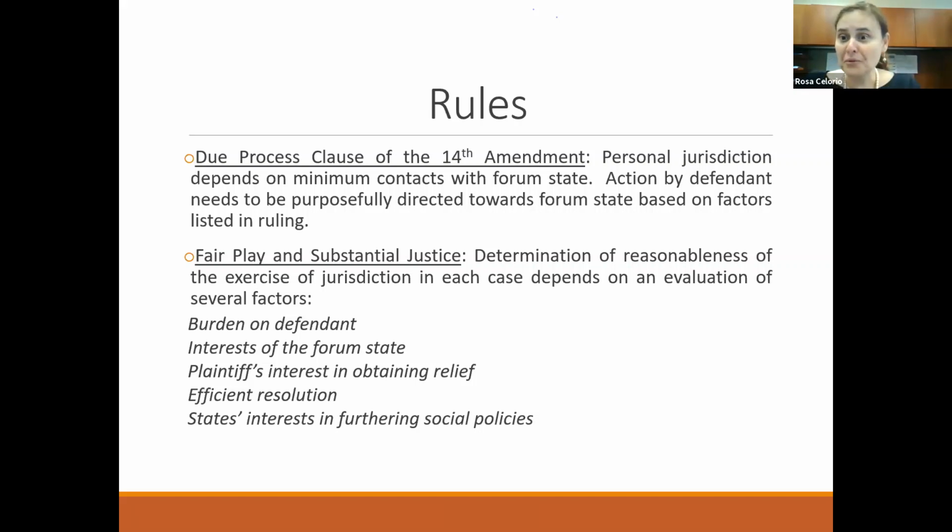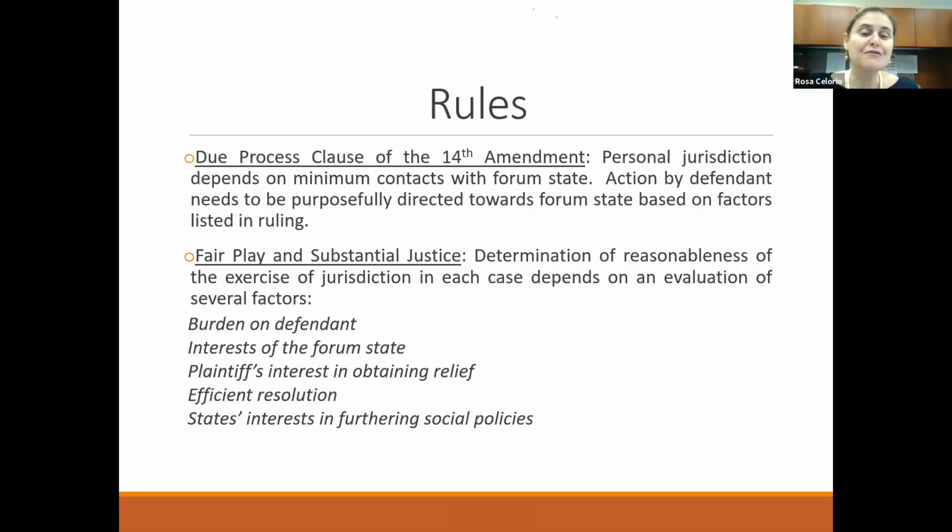So let's go through some of the rules of this case. We have a rule, of course, connected to the due process clause of the 14th Amendment, and basically the rule is that personal jurisdiction depends on minimum contacts with that forum state, and actions by the defendant need to be purposely directed towards the forum state based on the factors listed in the ruling. And you can include the factors in your case brief as well.